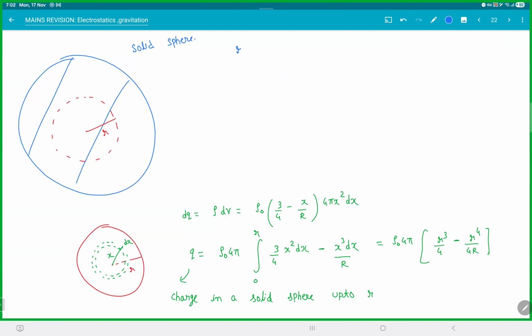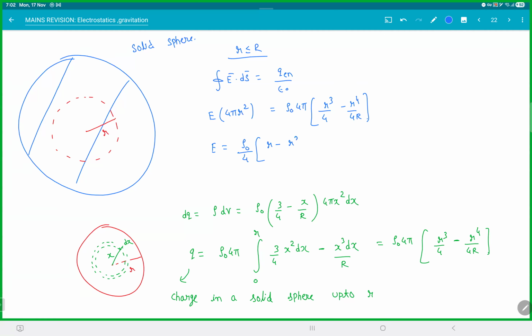Now this is for r less than R. Integral E dot ds is equal to q enclosed by epsilon naught. It's a sphere, so by symmetry E comes out, and the surface area will be 4 pi small r square. Q enclosed will be this, which is rho naught 4 pi (r cube by 4 minus r power 4 by 4R). 4 pi goes off, one r square also goes off. You end up with E equal to, taking that 4 common, r minus r square by R. This is your electric field as a function of r.